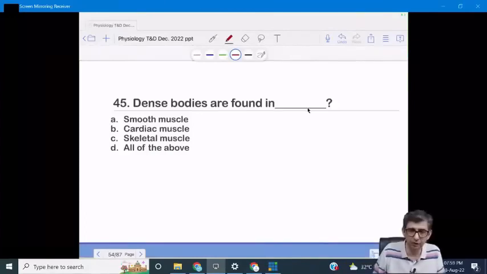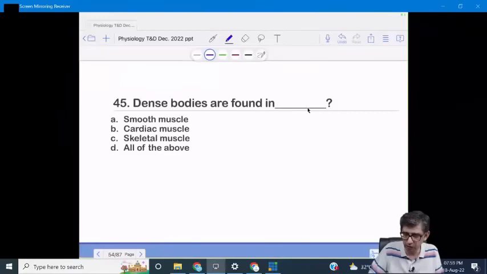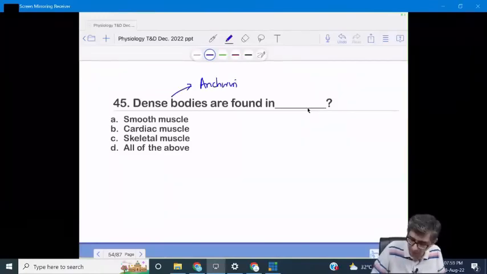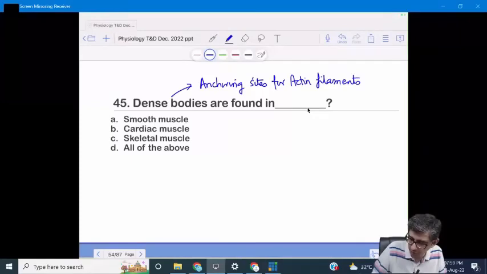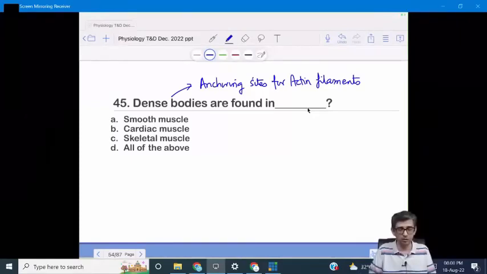45 is: dense bodies would be found in which of the following areas? So what are dense bodies? Dense bodies are basically anchoring sites, meaning places where attachment can happen. Dense bodies are anchoring sites for actin filaments. All you need to do is tell me in which kind of muscles they would be located. I mean cardiac muscle, smooth muscle, or skeletal muscle. Obviously the answer cannot be all of the above.